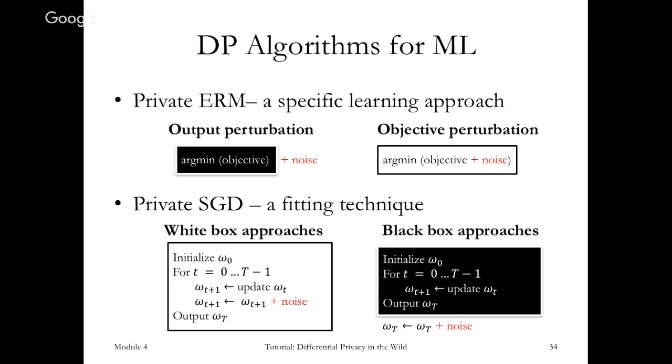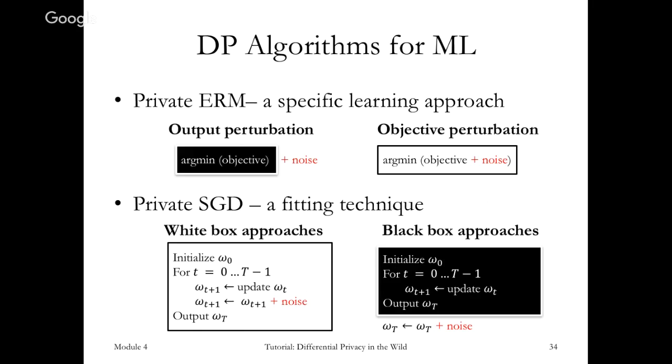Okay. So in summary, we covered these two groups of differentially private algorithms for machine learning. The first group is to make a specific learning approach private. There are two ways to do that. One is to perturb the output. The other is to perturb the objective. And the second group of techniques is to make our fitting techniques differentially private. We use SGD as an example.